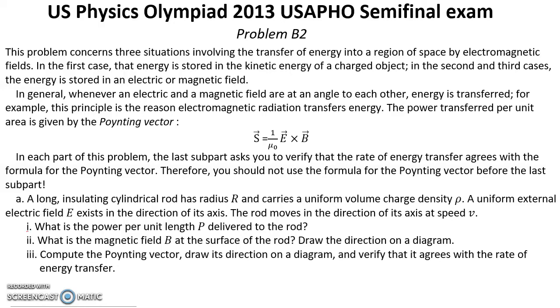In general, whenever an electric and a magnetic field are at an angle to each other, energy is transferred. For example, this principle is the reason electromagnetic radiation transfers energy. The power transferred per unit area is given by the Poynting vector S equals 1 over mu0 multiplied by the cross product of the electric and magnetic fields.